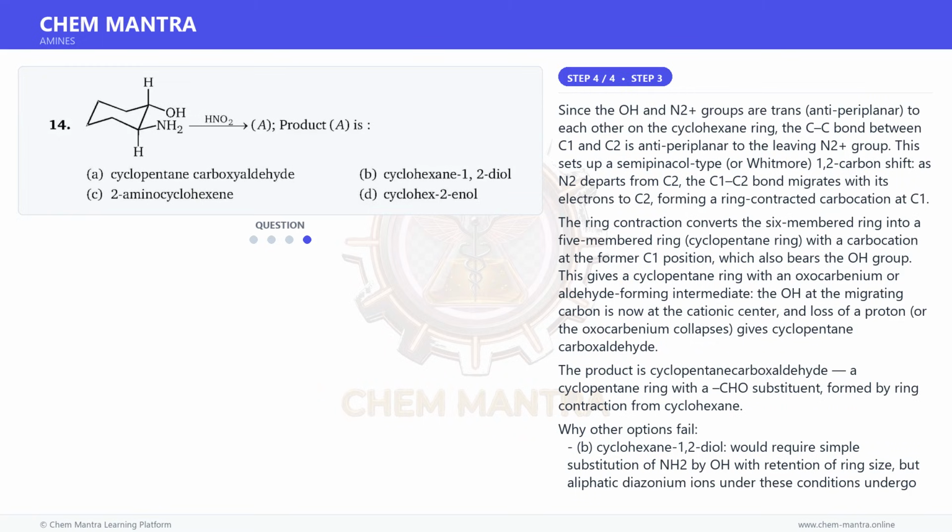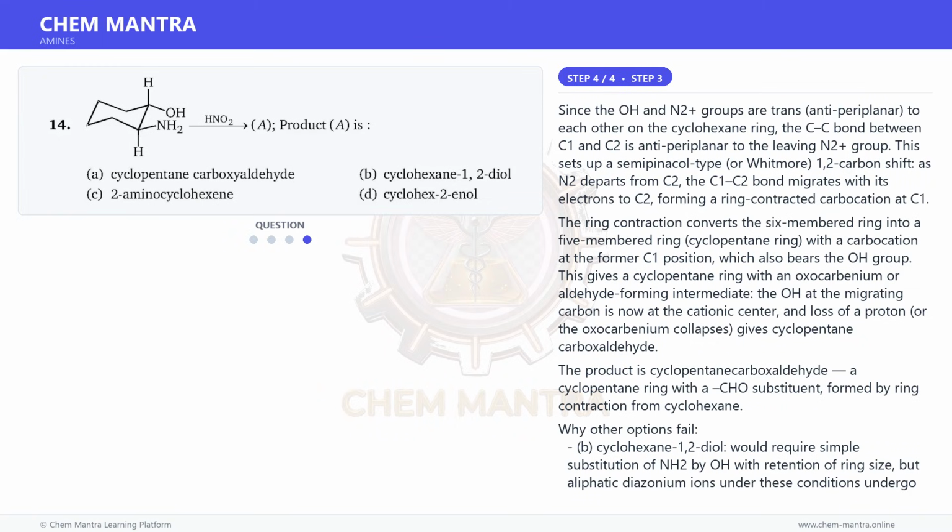This gives a cyclopentane ring with an oxocarbenium or aldehyde-forming intermediate. The OH at the migrating carbon is now at the cationic center, and loss of a proton, or the oxocarbenium collapse, gives cyclopentane carboxaldehyde. The product is cyclopentane-carboxaldehyde, a cyclopentane ring with a CHO substituent formed by ring contraction from cyclohexane.